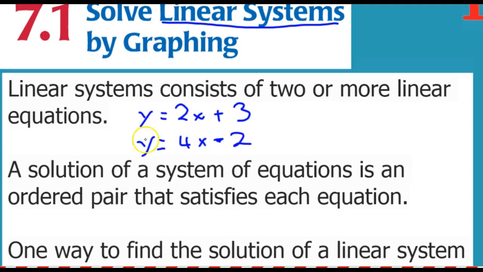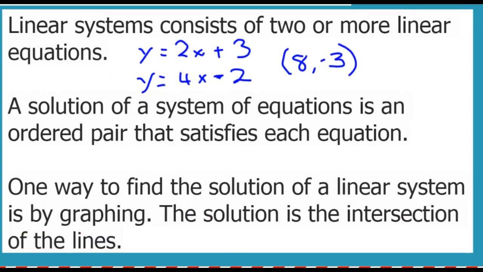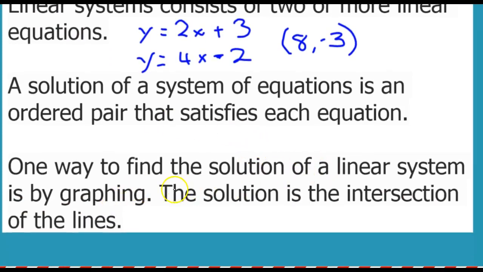Now, a solution of a system of equations is an ordered pair that satisfies each equation. So if the ordered pair (8, -3) satisfied each of these equations, then this ordered pair (8, -3) would be the solution to both of them. Now, one way to find the solution of a linear system is by graphing. The solution would be the intersection of the lines.